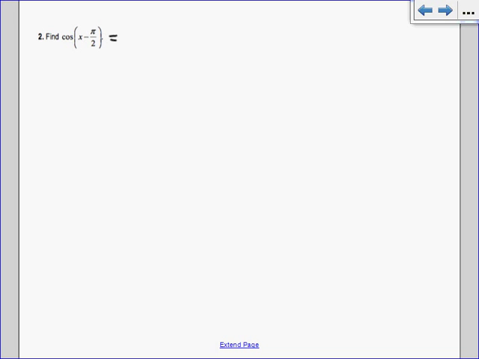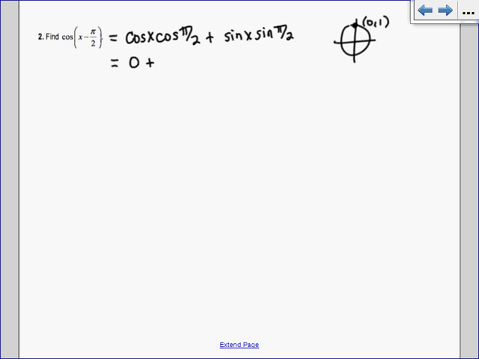All right, so this is the cosine of a difference. So this is where we do cosine, cosine plus sine, sine. So it's going to be cosine x, cosine of pi over 2, plus sine of x, sine of pi over 2. And we actually know what cosine of pi over 2 and sine of pi over 2 are because it's right here. That's the point (0, 1). So cosine of pi over 2 is 0. Sine of pi over 2 is 1. So we get 0 plus sine of x, which is just sine of x.